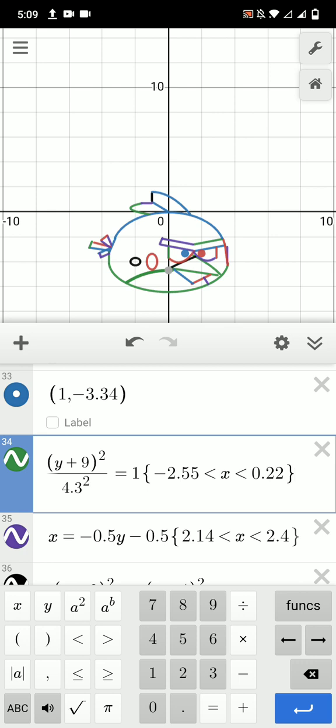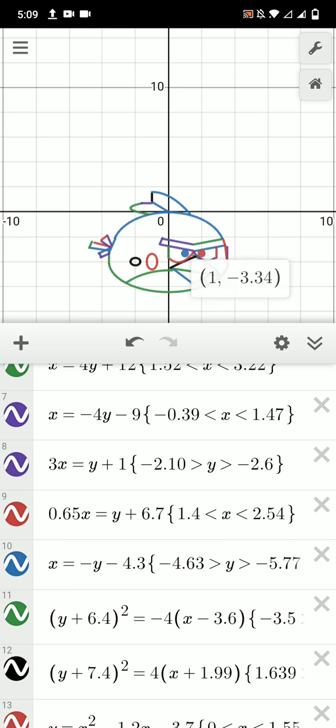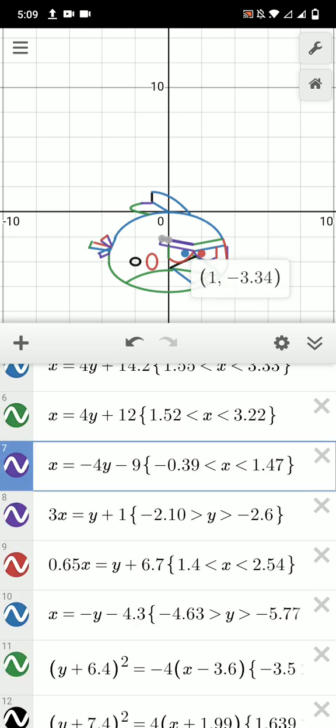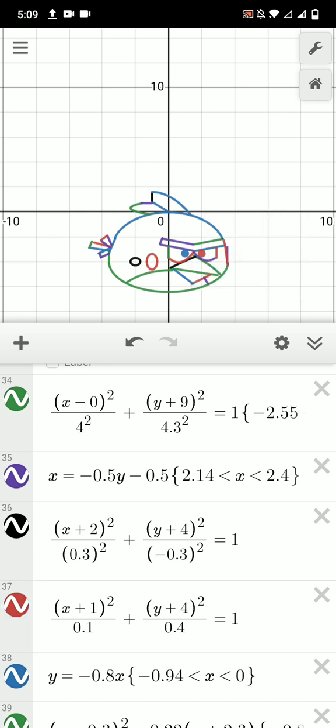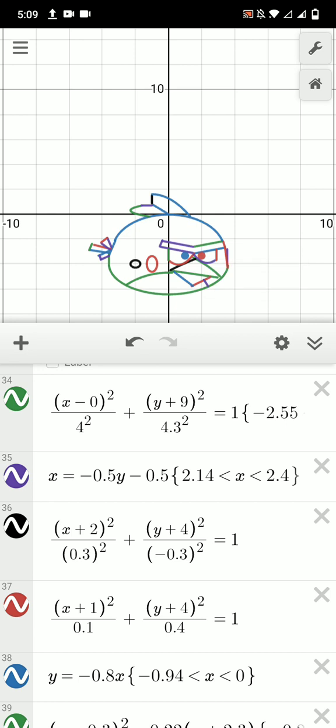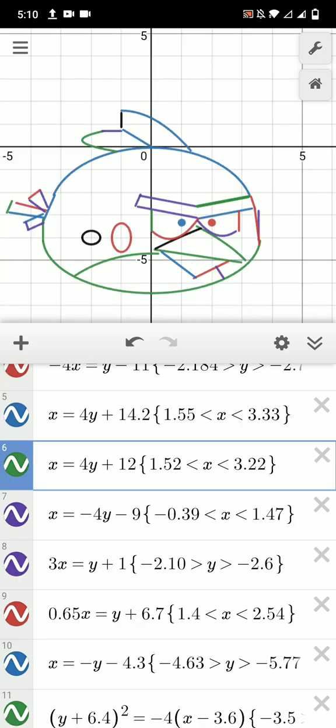This part here is a linear equation, x = -4y - 9, with the domain of x greater than -0.39 and less than 1.47, connected with this function, which is also a linear equation, x = 4y + 12, with a domain of x greater than 1.52 and less than 3.22.